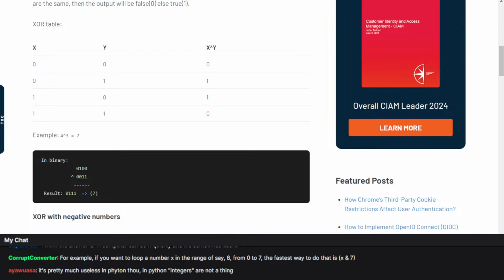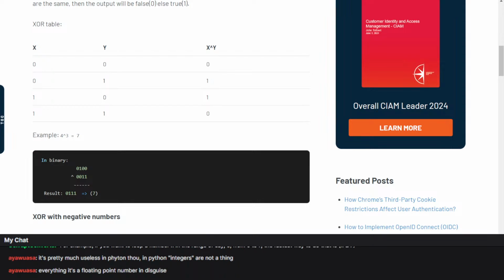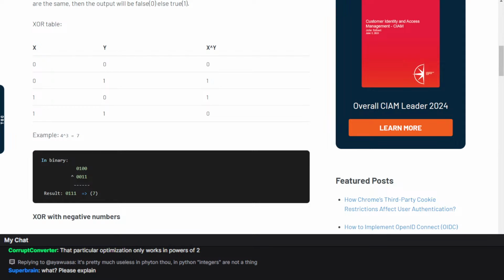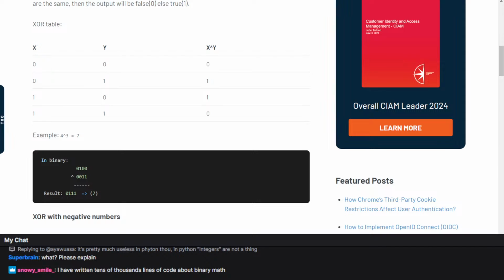If you want to loop a number x in the range of, say, 8, from 0 to 7, the fastest way to do that is x. What? Ayoreza says it's pretty much useless in Python now. In Python, integers are not a thing. I don't even understand why it matters if it's an integer or not, why this operation is only useful if it's an integer. Ayoreza says what does everything even is a mean? What is a floating point number? I don't get it. What does looping a number even mean?